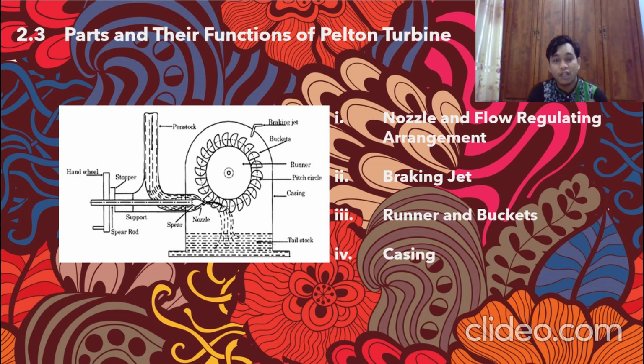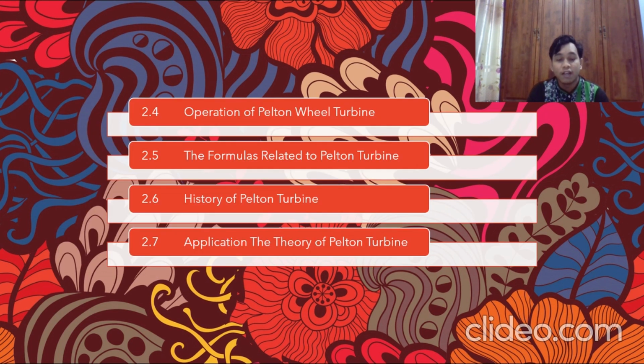First, we have the nozzle and flow regulating arrangement. Second, we have the braking jet. Third, we have the runner and buckets. And last one, we have the casing. Okay, let's move to the next slide.